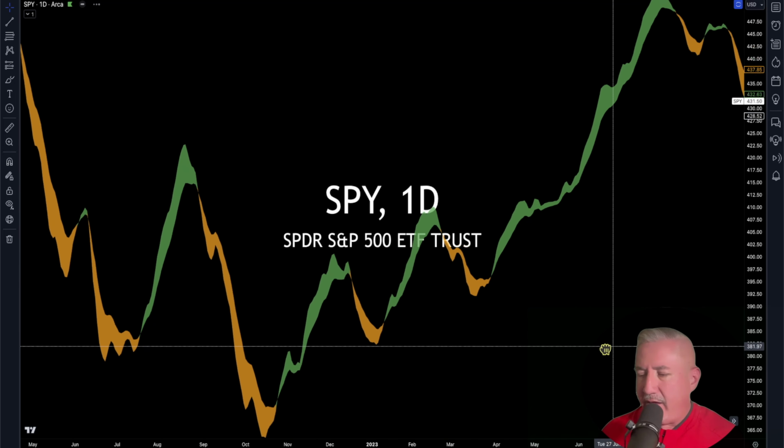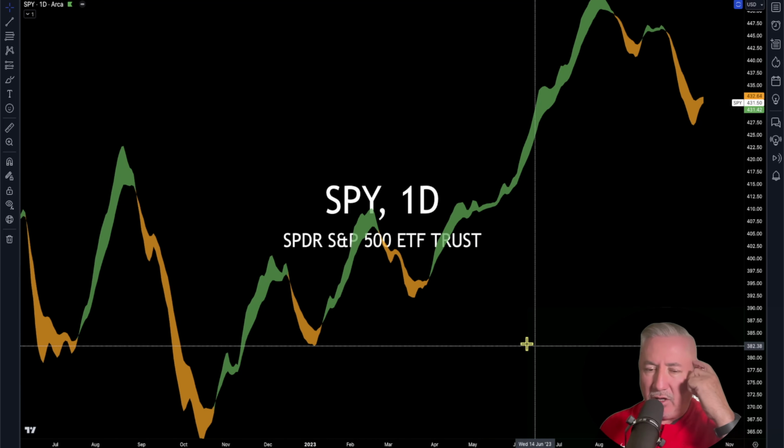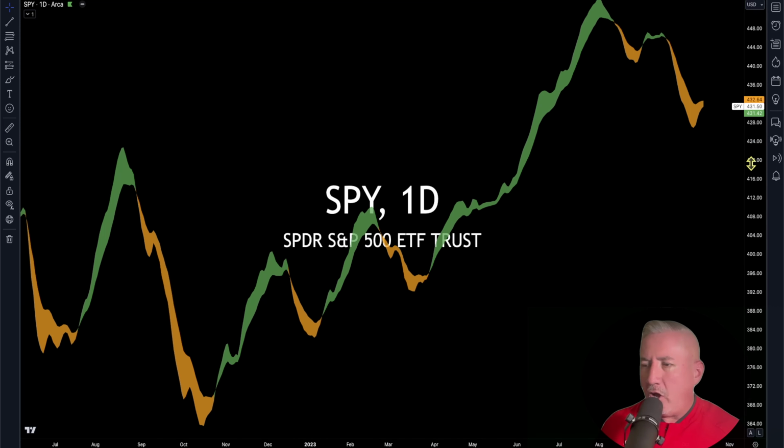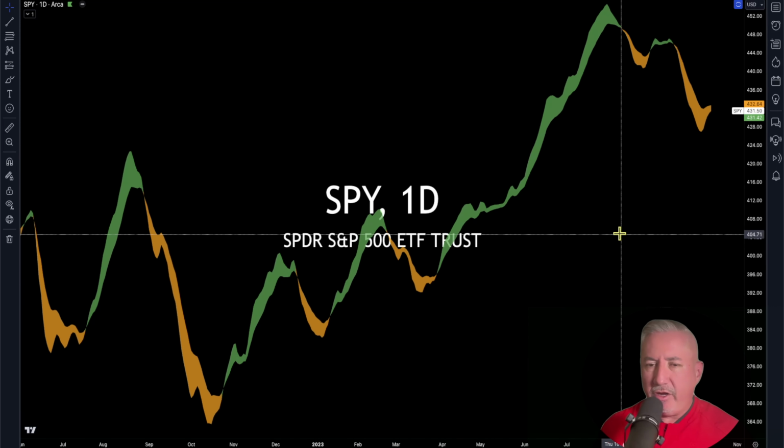All right, so green means that we're going up. We're in a long. This is what it's called. Whenever you hear somebody say I'm going long, it means they're buying shares and they're going to hold them for a while. If they say I'm going short, well, that's the orange cloud.